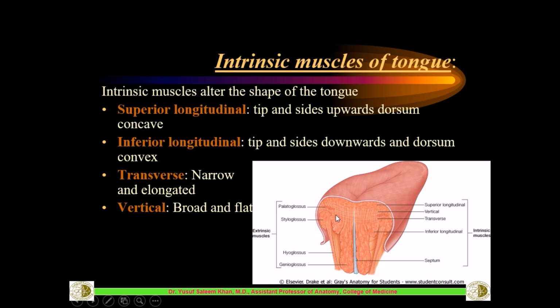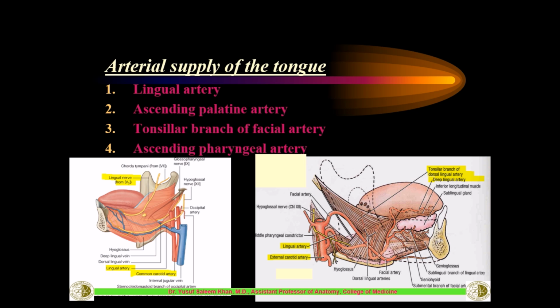Then we have the transverse, which narrows the tongue and elongates the tongue, because whenever the two sides are pulled, it becomes narrow, shorter in width and longer. So that is the function of the transverse. Then we have the vertical, which helps in the pulling of the tongue downwards and broadening of the tongue as well as flattening of the tongue. So these are the intrinsic muscles: superior longitudinal, inferior longitudinal, transverse and vertical muscle. So there are four extrinsic and four intrinsic muscles.